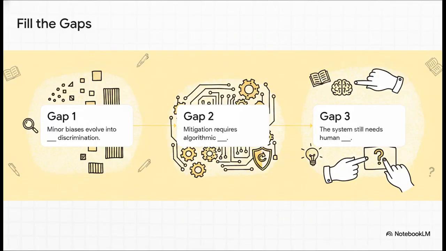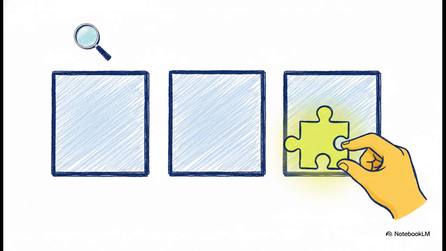1. Minor biases evolve into blank discrimination. 2. Mitigation requires algorithmic blank. 3. The system still needs human blank. Pause the explainer again, hunt for those exact vocabulary words from our academic text, write them down, and press play. And here are the exact words.